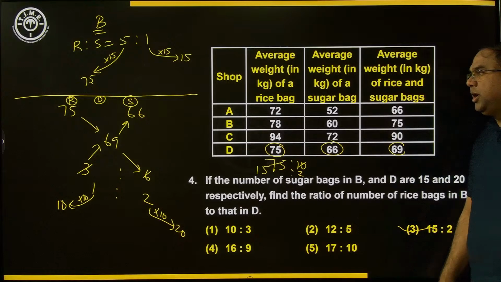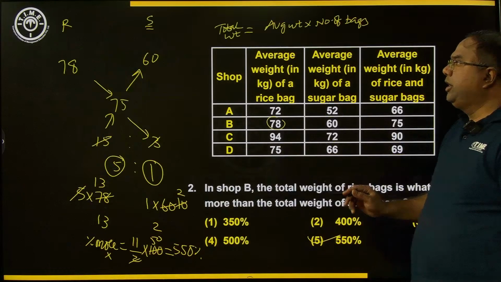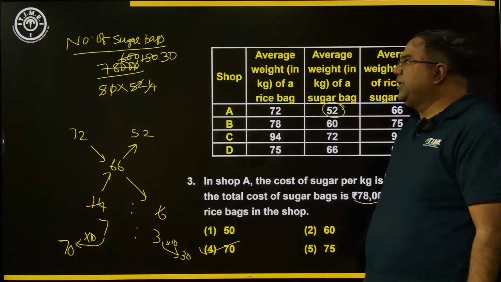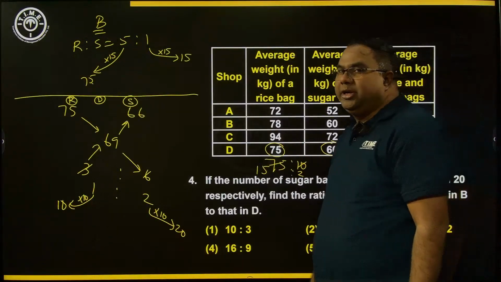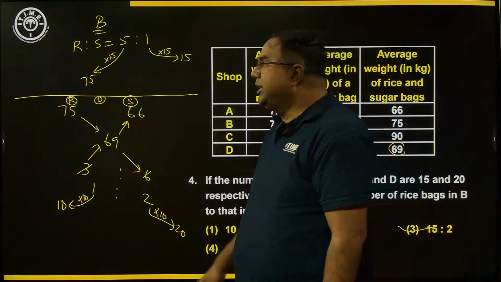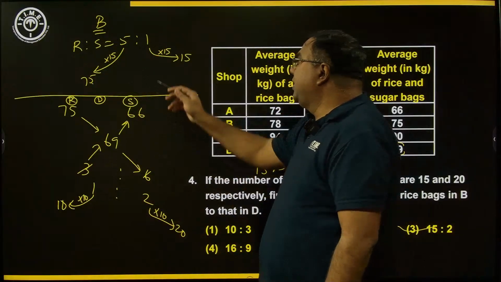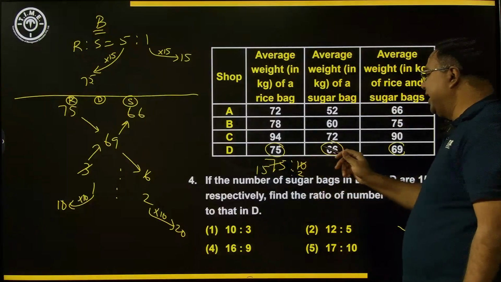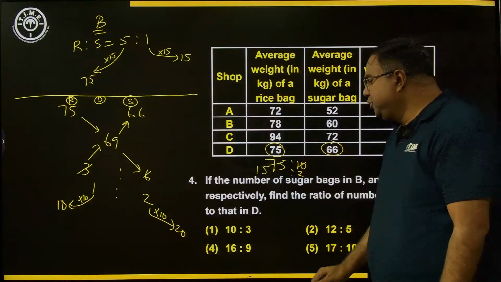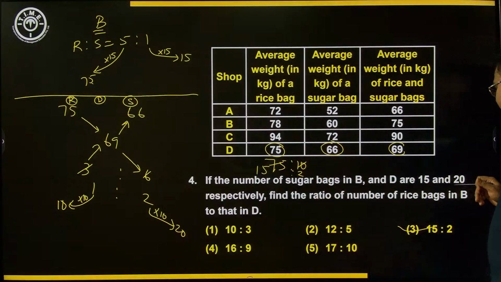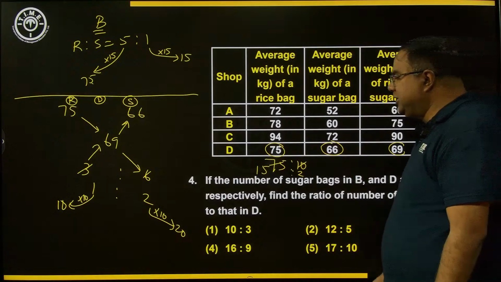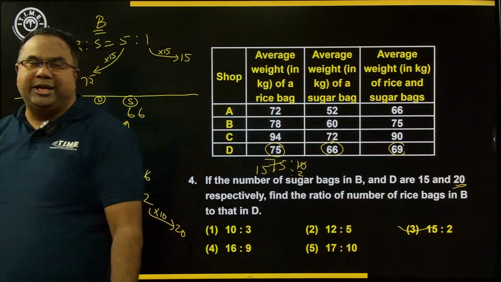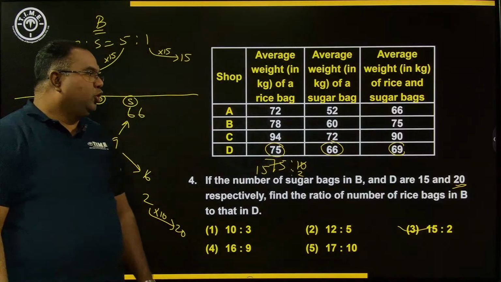Hope all of you are following. B we already got from question number 2: the ratio of rice bags to sugar bags is 5:1. Do not waste your time calculating again. If you have already done the calculation previously, use that data. So 1 part is 15, 5 parts will be 75. D we had not calculated, so we calculated here. We got rice to sugar as 1:2. Sugar bags is given as 20, so 2 parts is 20, meaning each part is 10. So 1 part is 10. So 75:10 should be the ratio, which is 15:2.